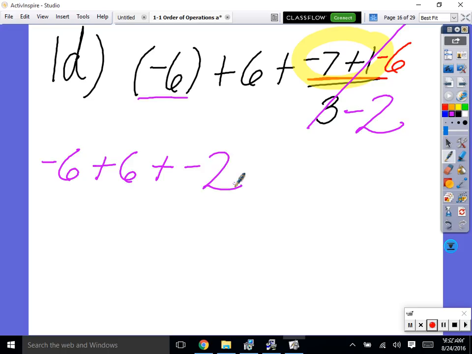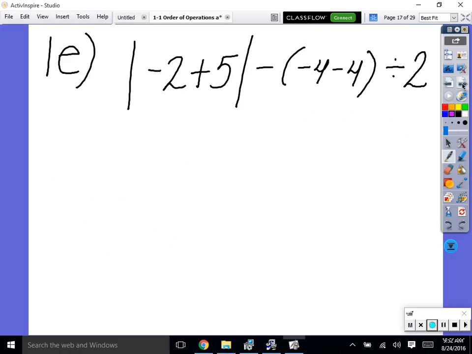So can't we just combine like things here? We just add the numbers. What's negative 6 plus 6? 0. And then plus negative 2, isn't that negative 2? Okay. This will really help us later on when we get to some more difficult stuff. That's why we're spending time on this, because these are things that make people struggle with the bigger picture.